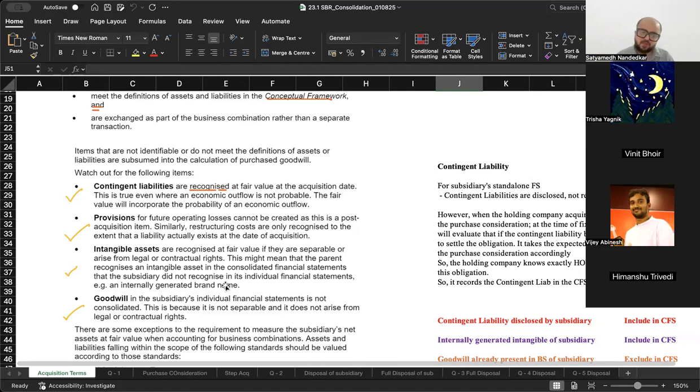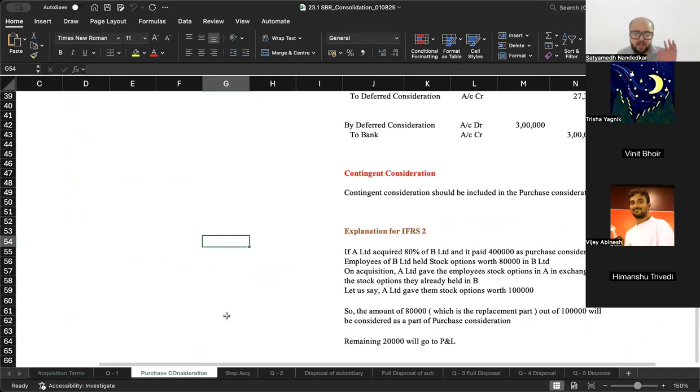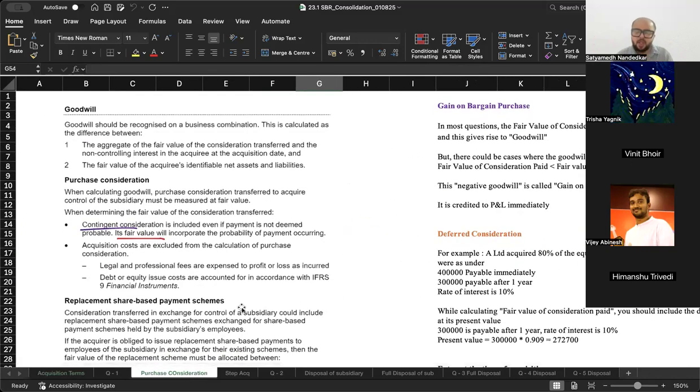Now, intangible assets of the subsidiary which are not recognized in the subsidiary's own books will be included at their fair value in the consolidated financial statements, and any goodwill that was already present in the books of the subsidiary, that was goodwill acquired by the subsidiary company, when the consolidation happens, this acquired goodwill of the subsidiary is not considered. It is ignored in the calculation. And when you sit down to calculate purchase consideration, you will, of course, include deferred consideration at its present value, and contingent consideration is included even if the payment is not deemed probable. You will include that at fair value.